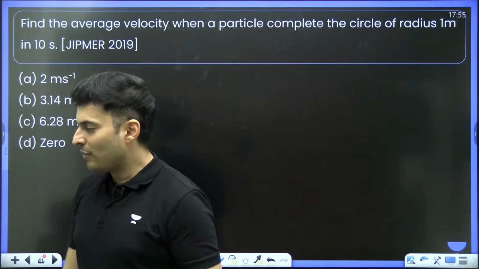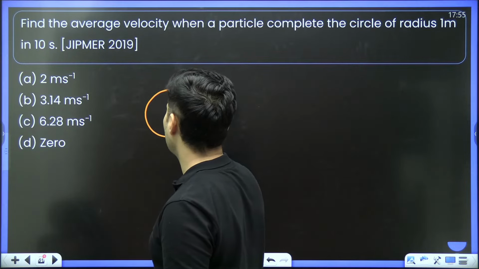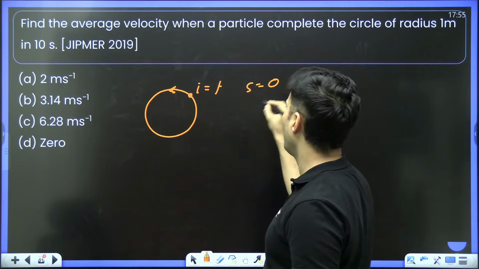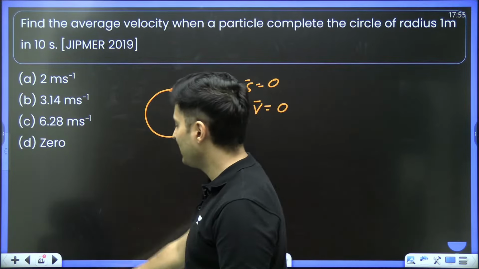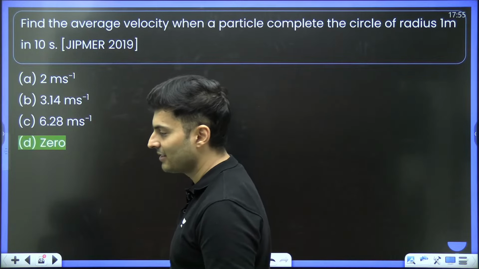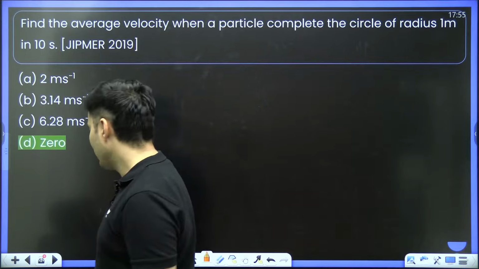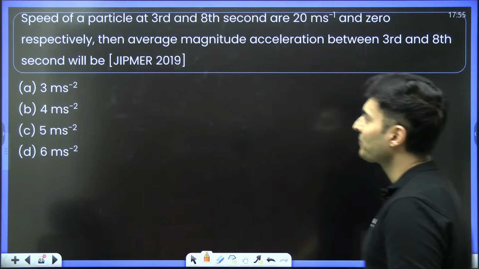What is the average velocity of a particle completing a circle? This was asked in JIPMER. Can you believe it? Initial position is final position, displacement is 0, so velocity is also 0. Vector quantity, so hence the answer is a big fat 0. Very good. Nice. Everybody will get at least 500 to 600 marks if you can do this question.